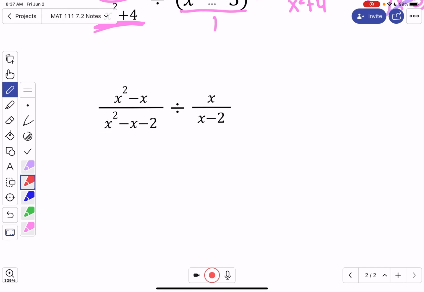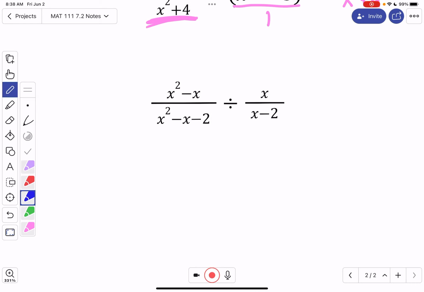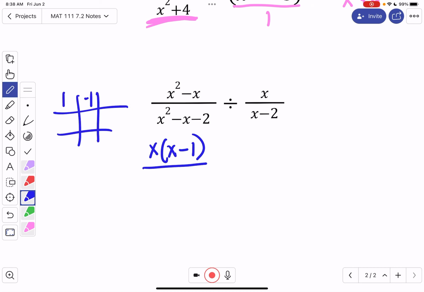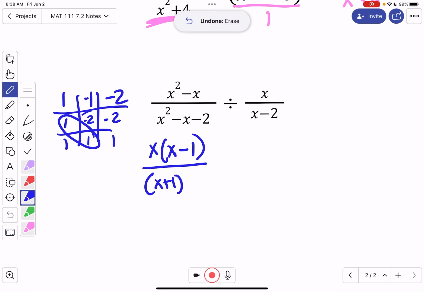All right, let's try this last problem. This top one, those are both divisible by x. So I'm just going to factor out an x, and we're left with x squared minus 1. The bottom, if I tic-tac-toe, we have 1, negative 2, which means I need a negative 2 and a 1. Greatest common factor. Multiply up, multiply across, circle, so we get x plus 1, and, oh, that didn't work, x minus 2.